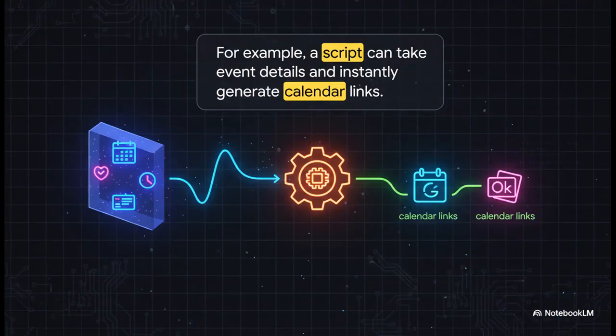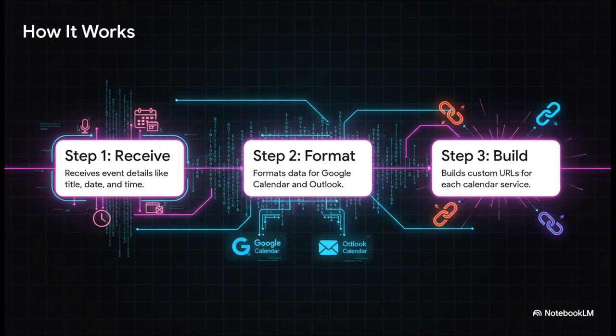A perfect everyday example is something we can call a calendar link composer. You know how it is, we've all had to manually copy and paste event details to make an invite for someone. A script like this just completely automates that whole tedious process. So how does the magic actually happen? It's pretty straightforward, really. The code just grabs the event details you give it, the title, date, time, whatever. Then it acts like a translator, reformatting that data into the specific language that Google Calendar and Outlook understand. And finally, boom, it builds those custom add to calendar links for you. Simple, efficient, and totally focused on that one job.